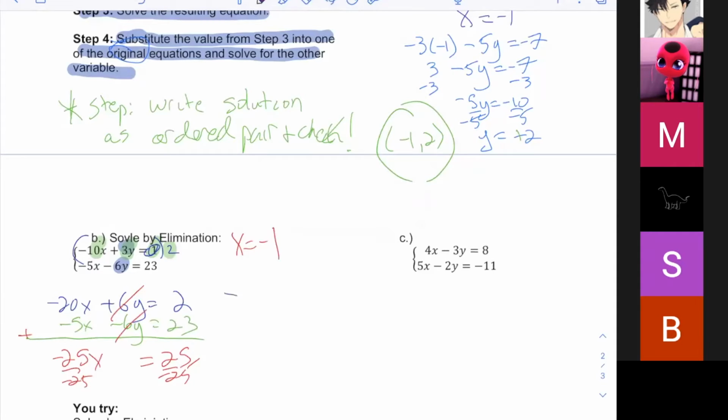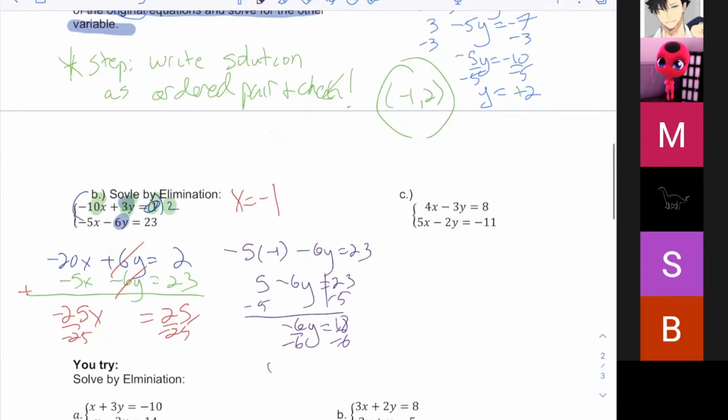So negative 5 times negative 1 minus 6y is equal to 23. 5 minus 6y is equal to 23. Subtract 5 from both sides. Negative 6y is equal to 18. Divide by negative 6, divide by negative 6. Y is equal to negative 3. And we have negative 1 comma negative 3.